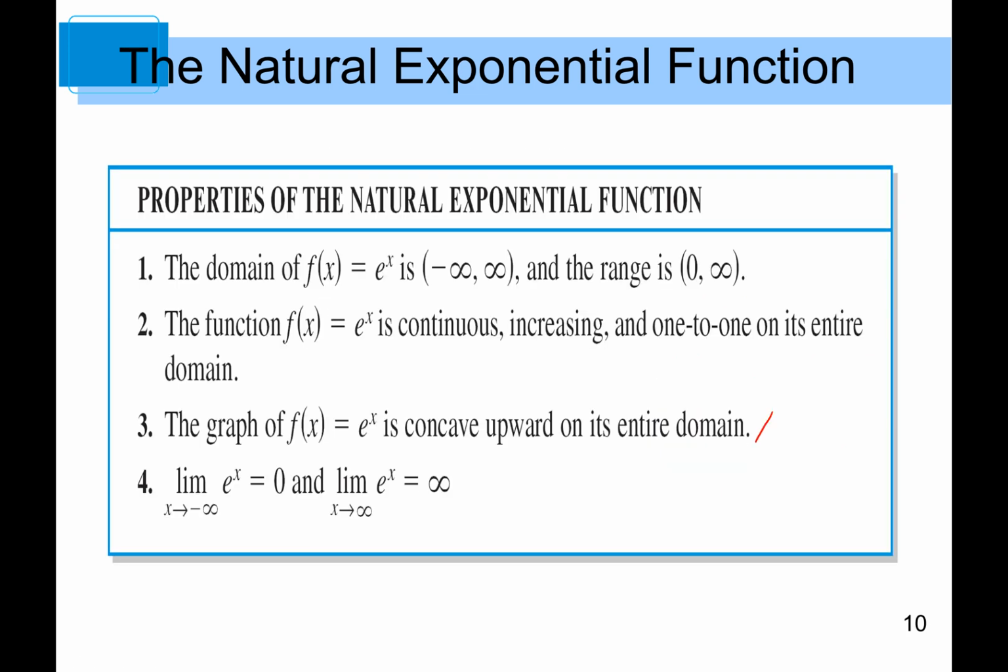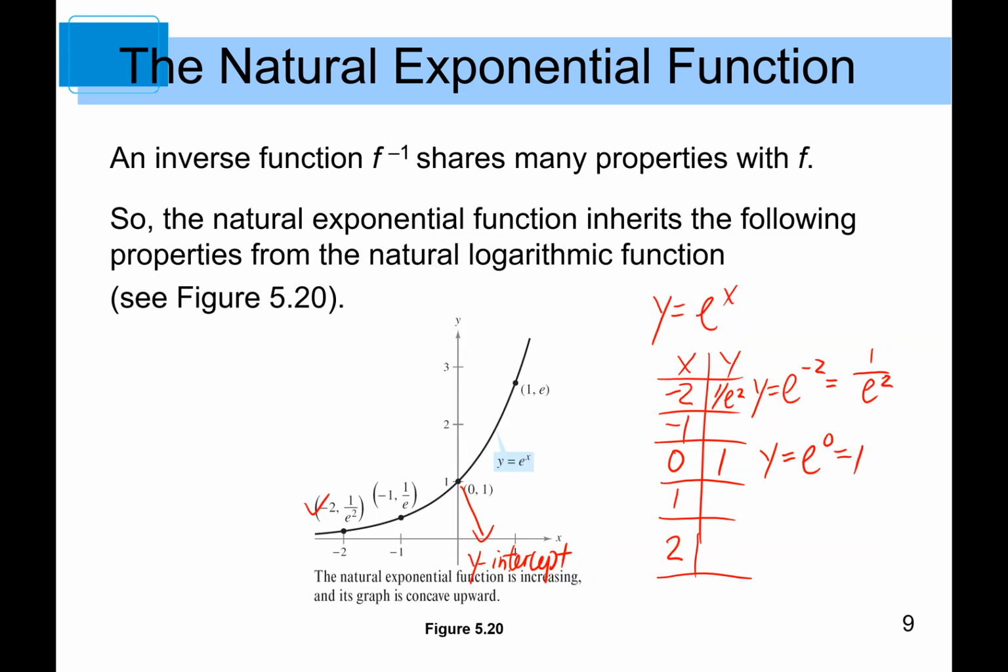Second ordered pair, y equal to e to the -1. When x equal to -1, it becomes 1 over e to the 1. It's 1 over e, that's 0.3 something. So that's the second ordered pair, -1, 1 over e. The third ordered pair is the y-intercept, 0, 1. The fourth ordered pair, when x equal to 1, y equal to e to the first power, which is e. So the fourth ordered pair is 1, e.